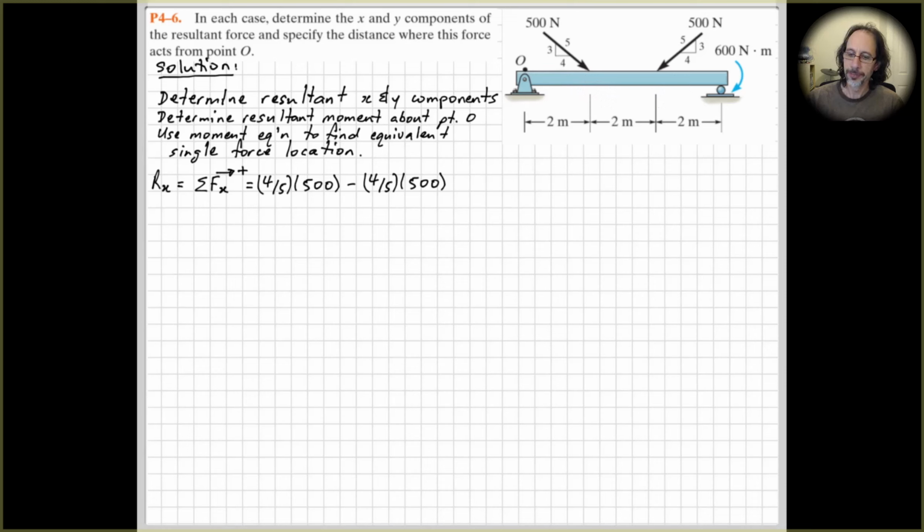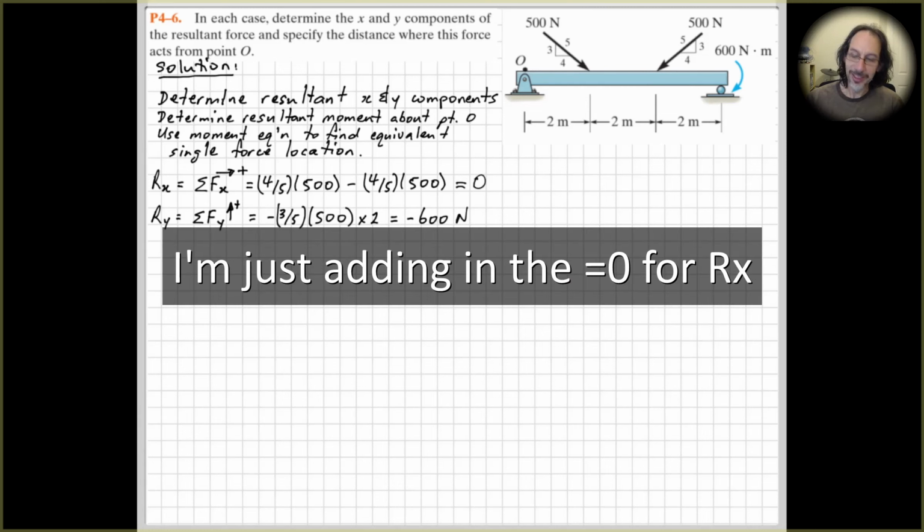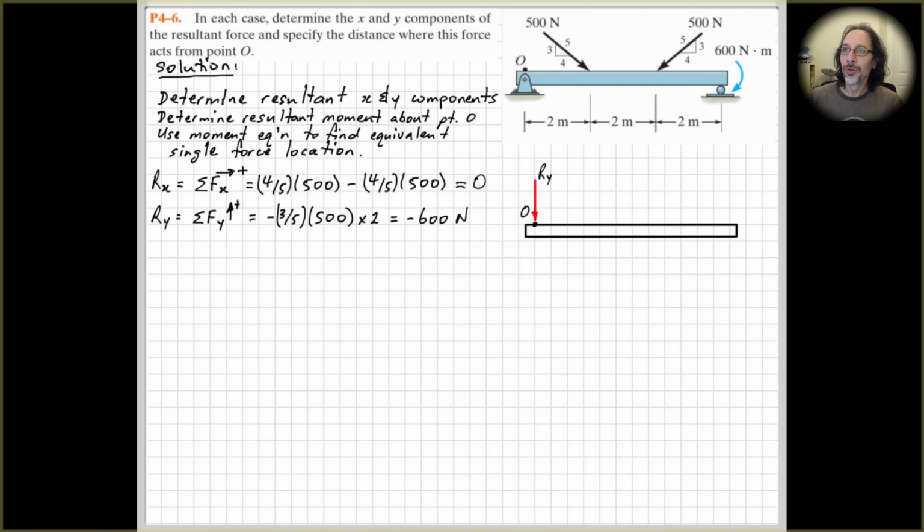And for the sum of the forces in the Y direction, we have two forces here, so they'll be 3/5 times 500 vertically downwards, and same as this one over here. Okay, and they're in the negative direction, so that's minus 600 newtons. The sum of the forces in the X direction is equal to 0, right? All right, so if we draw those forces on our structure there at point O, that's what we've got.